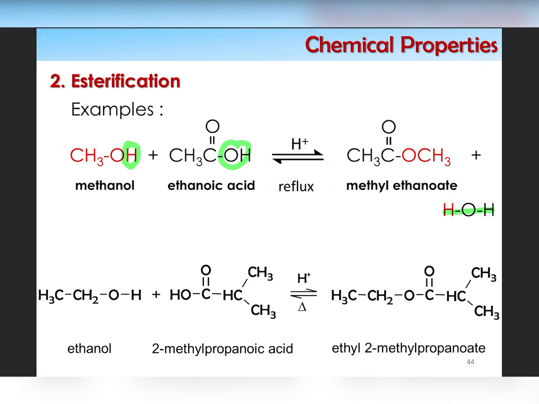And then you have here ethanol. Ethanol, so alcohol kita remove H. Okay, so bond cleavage di sini. And dekat bahagian carboxylic acid kita akan buang OH, water molecule as the side product. And the main product here is when you combine ethanol and carboxylic acid, you will form this ester.